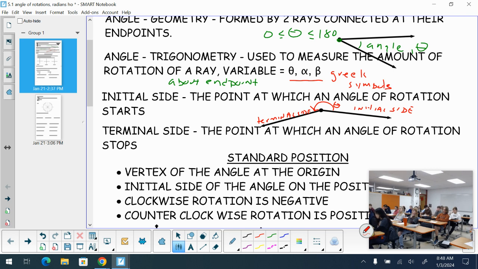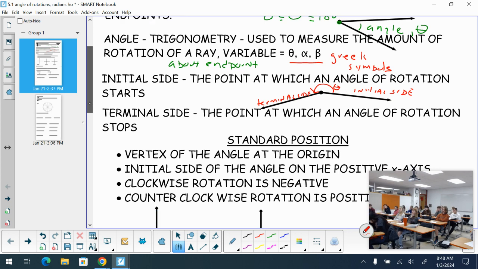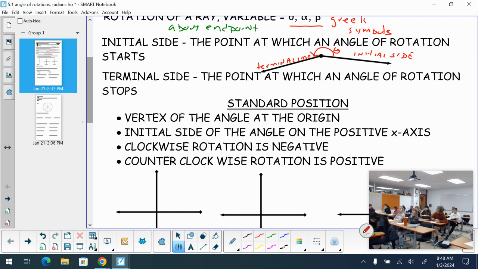These are Greek symbols. Once again, I will typically use the first one, theta, but alpha and beta will also join the party, the trigonometric party here.